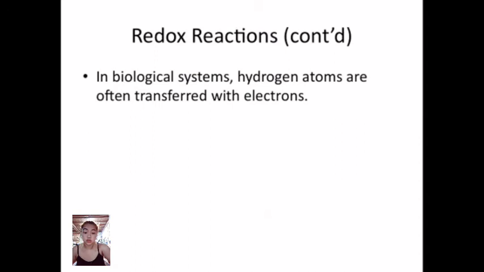It is not possible to track the movement of electrons in biological systems. However, hydrogen atoms are often transferred with electrons, so we can track oxidations and reductions by looking at the movement of hydrogens. Remember that oxidation involves a loss of electrons or hydrogen, or a gain of oxygen. Reduction involves a gain of electrons or hydrogen, or a loss of oxygen.